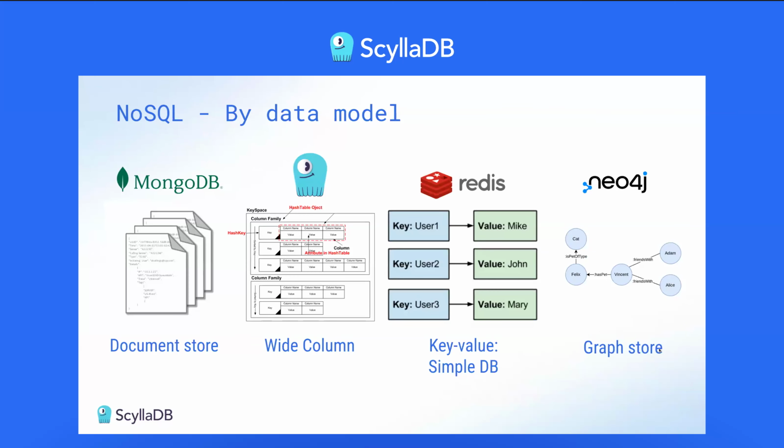Another way to categorize databases is by data model. So if we look at it from this perspective, ScyllaDB would be a wide column store, or you could also say a key value store. But there are also document stores out there, for example, MongoDB. There's also key value stores like Redis, and then graph stores like Neo4j. But there are many other categories that you could come up with nowadays. For example, vector databases, that would be another category as well.